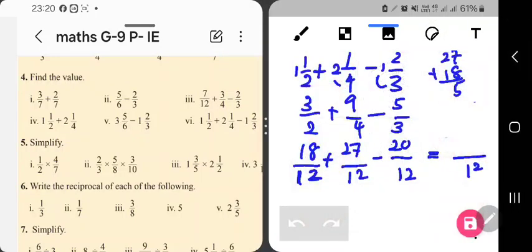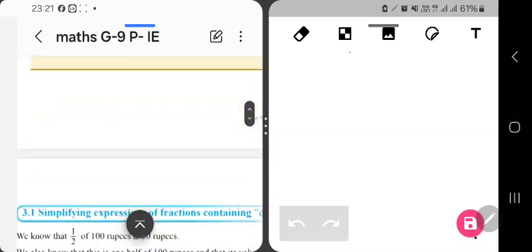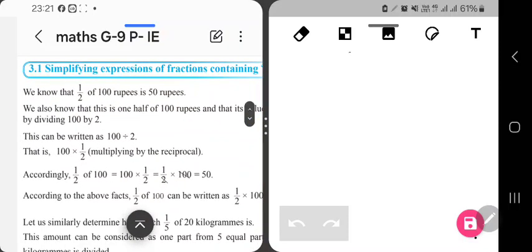Then 1 over 12, and which is 45. 45 minus 20 is 25, right? So the answer is 25 over 12, which you can write in mixed numbers in this form. Correct? That's the answer for that question. Right, I'll leave the next examples as an exercise for you.